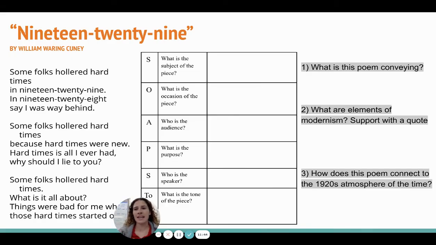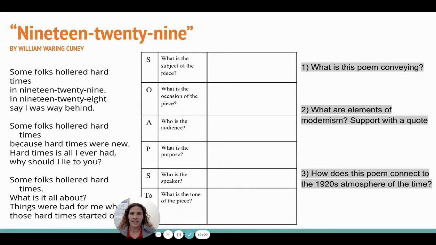Okay, and last thing is I have a poem I want to go over with us. This is really going to help us with what we're doing next class. I'm going to go through it very quickly just so you can kind of see the ideas behind what we will be doing next. So here is a poem by William Waring Cuney.